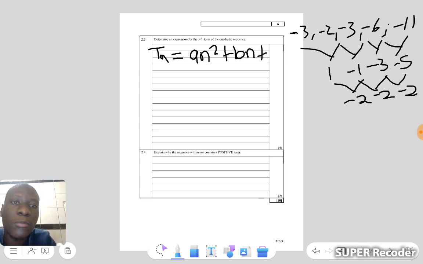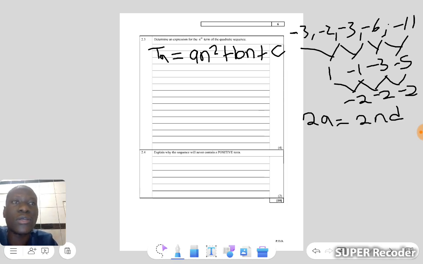So our general equation for quadratic is Tn equals an squared plus bn plus c. That is our general equation. So what does that mean? It means that we will have to find the value of a, b, and c. And to find the value of a, remember, you always say 2a equals the second difference. Always when you are solving a quadratic equation, 2a equals the second difference.